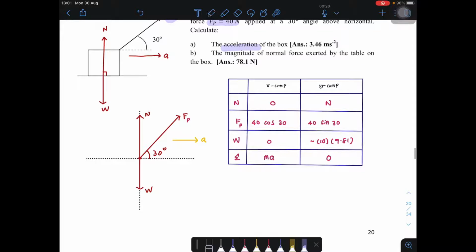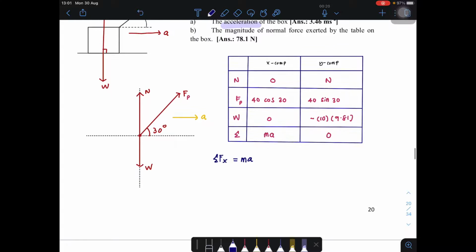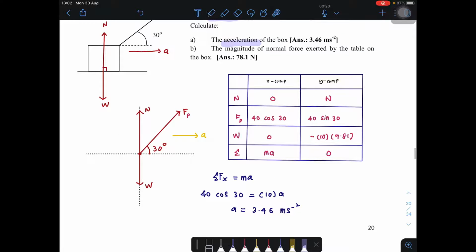So the next step, as usual, we add everything up and set it equal to this. So the sum of Fx is now equal to ma, where for Fx we have 40 cos 30. This one is zero, so you just leave it like that. That equals ma, where m is 10 times a, and then we can get a equal to 3.46 meter per second squared. Don't forget, for acceleration it is meter per second squared. So that one is for question A.